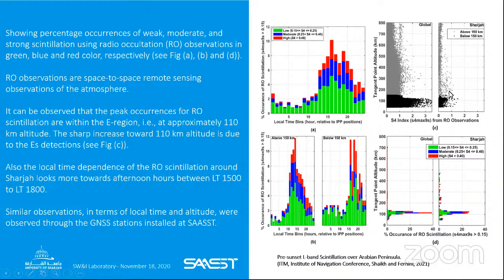However, for Sharjah, we did not see much happening in the 300, 400 region, but we have much of the disturbance coming from the lower region, which is 100, 110, 120 altitude, and which is shown here in plot D, where the percentages are plotted. So considering the altitude information, most of the disturbances are going along at the region of 100, 120 for both global and Sharjah observations.